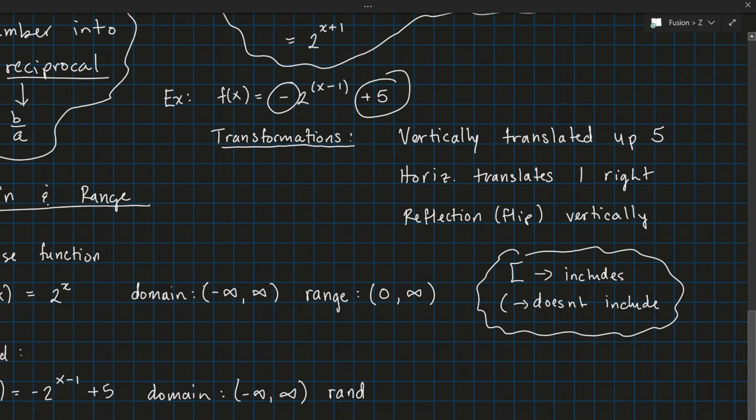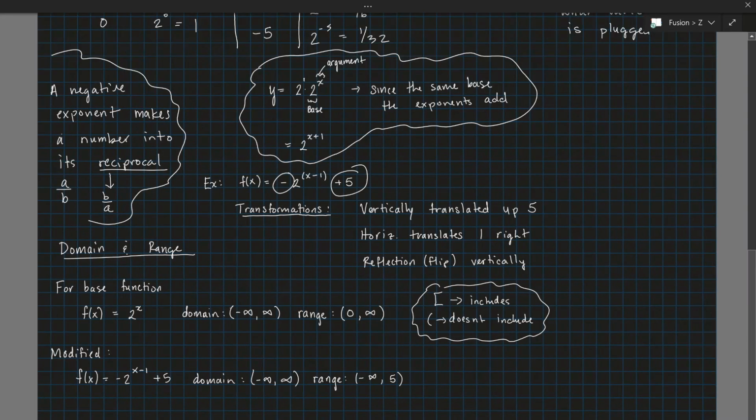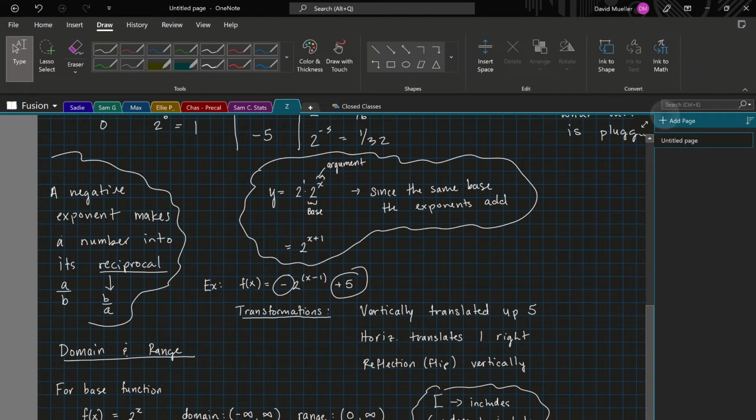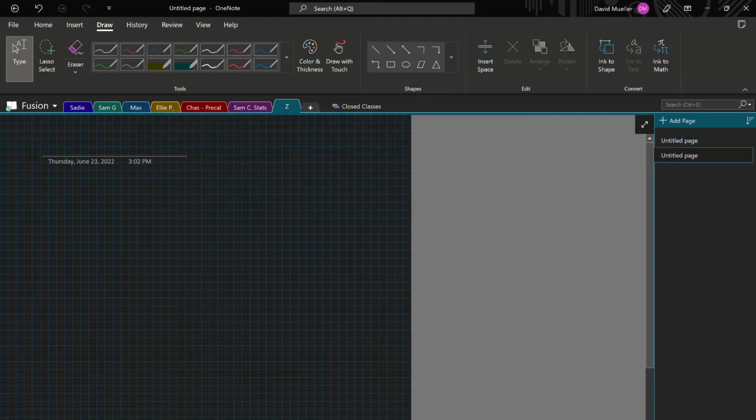Like the bracket, not the bracket, but the box kind of looking thing? Well, that would mean that it includes 5, but it never actually gets there. So then it's not that. But you had it, though. It's negative infinity to 5, and then the circle bracket. Okay. So yeah, that's an example of how our domain can change whenever we change the transformations of it. Okay.